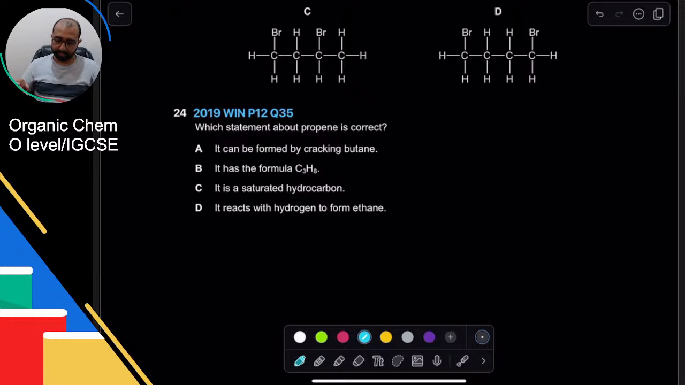Which statement about propene is correct? So propene can be made by cracking of bigger alkanes. Yes. So हमारे पास first statement is true because butane is bigger than propene and butane is a hydrocarbon. So ये हम बना सकते हैं. It has formula C3H8. No, it's C3H6. It is saturated. No, it is alkene, right? So unsaturated. And it reacts with hydrogen to form ethane. नहीं हो सकता. I mean, it has 3 carbons और वो 2 carbons नहीं बना सकता. ये sometimes examiner ना हमें पागल समझता है. ठीक है? So this one is also wrong.